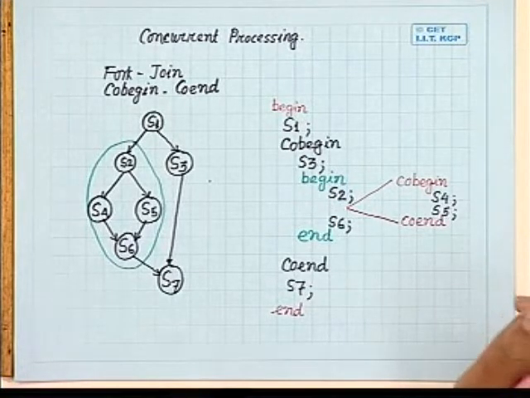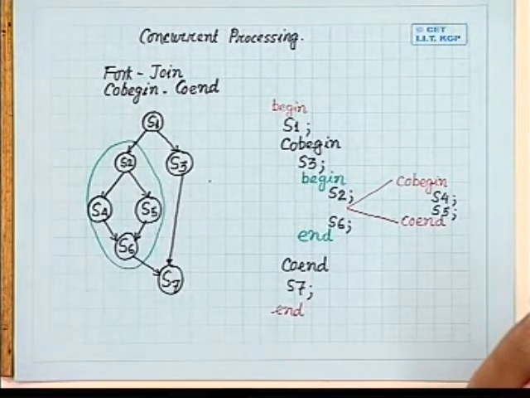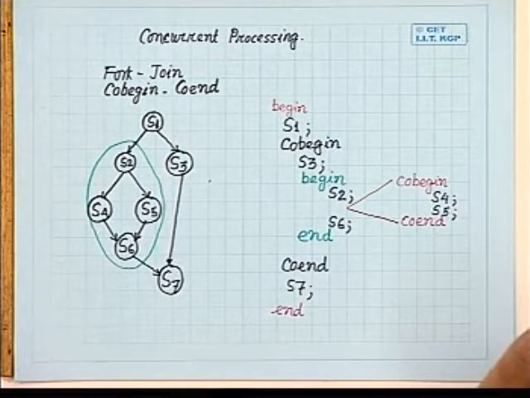So we have two different constructs. One is the fork join construct, and the other one is the co-begin coend construct. Now, naturally, a question arises: are both of them equivalent? I mean, other than whether the child process continues execution or the parent process continues execution. That is, given any precedence graph, can we write concurrent programs using the fork join structure as well as the co-begin co-end structure?